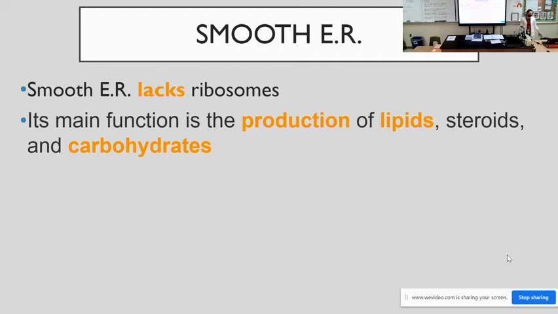Now, smooth ER does still have a function for the cell. It produces lipids, steroids, and carbohydrates, which are all still needed for the cell to use and function and have energy and store things. So yeah, it does still have a function and it's still around the nucleus.